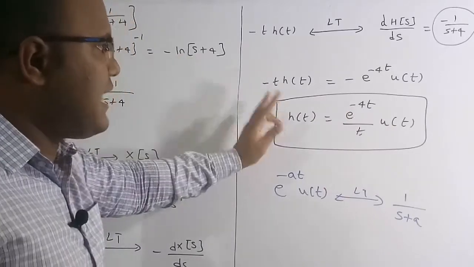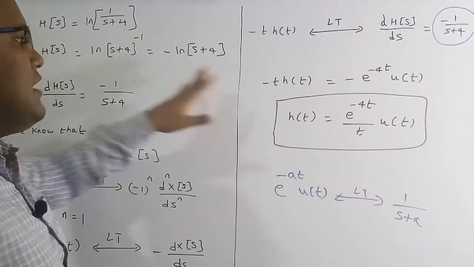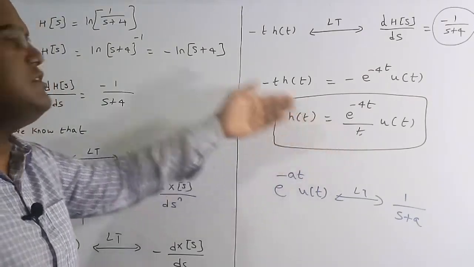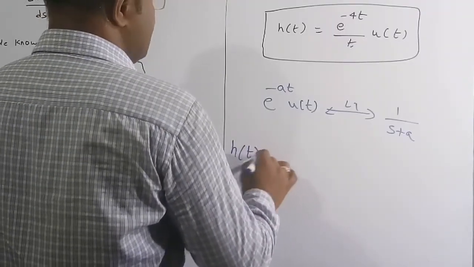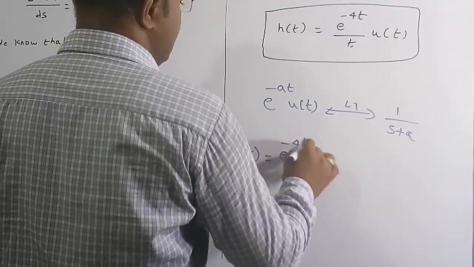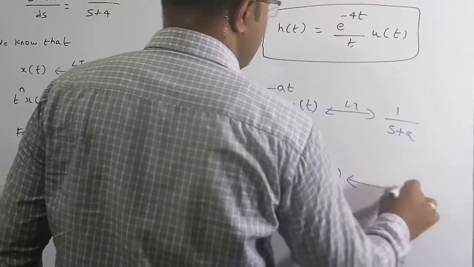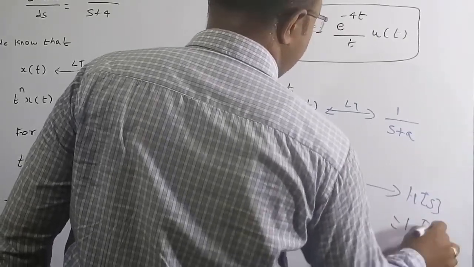So therefore this is the actual Laplace transform of this equation. So for this H(s), the Laplace inverse is h of t. So if you do this Laplace transform, this you are going to get. So finally what I am trying to say is, if h of t is equal to e to the power of minus 4t by t into u of t, then if you do the Laplace transform of this one, we are going to get H(s), which is nothing but ln of 1 by s plus 4.